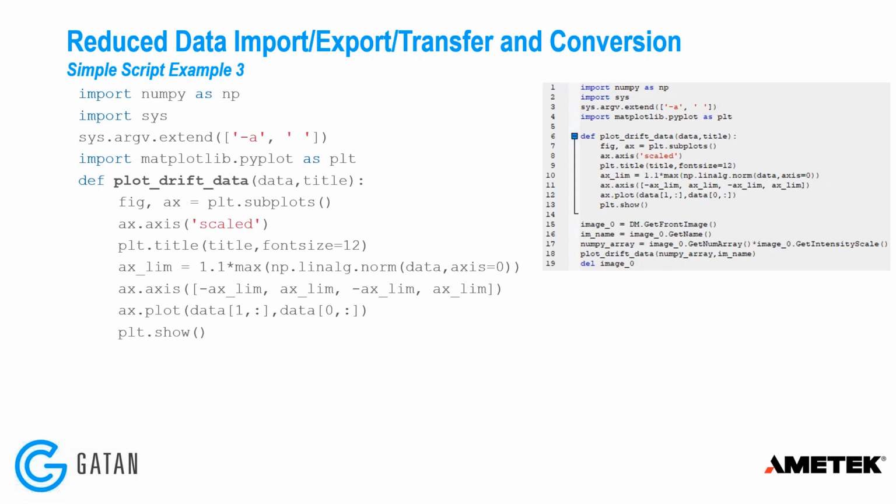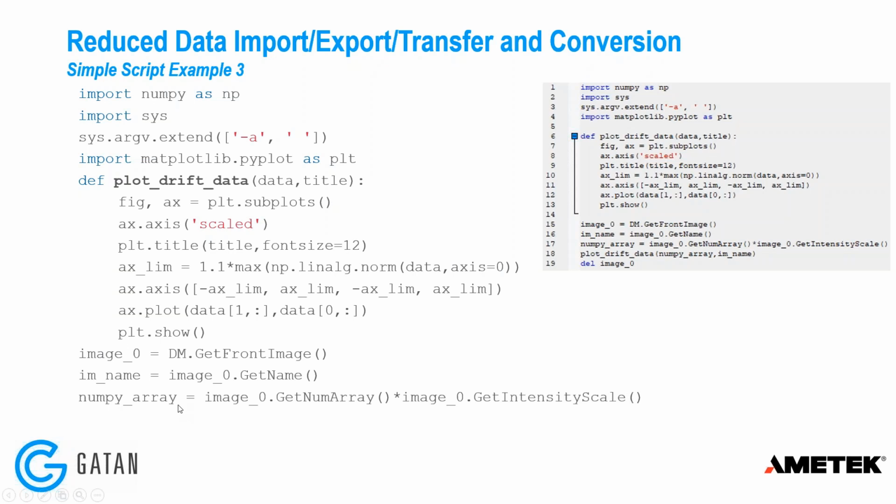So there's my function for plotting drift data, and now we'll get back to the body of my code, where I'm going to first get the front image again, as in the previous 2 examples. And then this time I'm also going to get the name of my image, because I'll actually use that in the title of my plot. Then I'll get the NumPy array out of my image. And this time, not only will I get the raw data, but I'm also going to scale the data by the intensity scale that's in this GMS image.